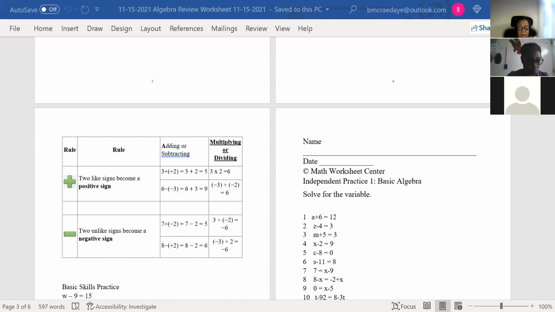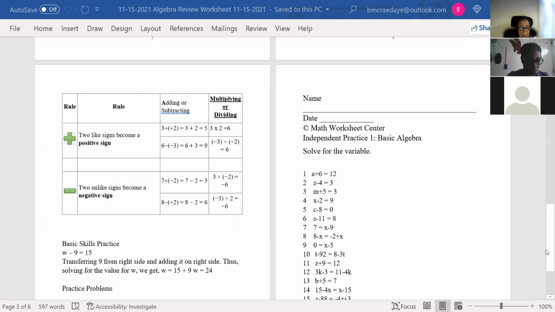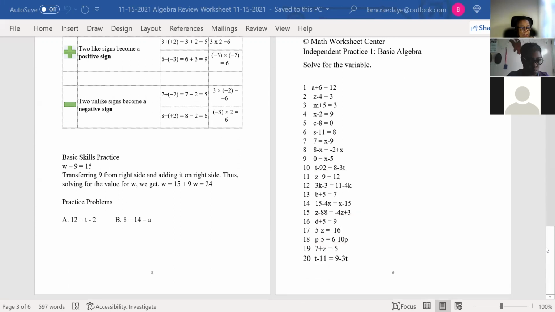Now, before we do that, let's just look at basic skills practice. W minus 9 is 15. What number do you subtract 9 from to give 15? That number can only be 24. So we say add 9 to both sides, and 9 and 15 is 24. But you can do mental math here. There's only one number that you can subtract 9 from and get 15, and that number is 24.